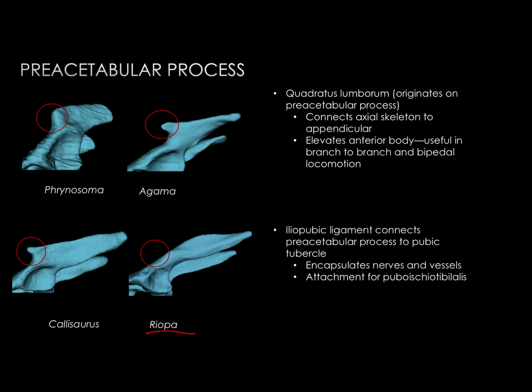Also, the iliopubic ligament attaches to the preacetabular process, and it connects it to the pubic tubercles, which is a structure on the anterior pelvis. It also encapsulates different nerves and vessels, as well as it provides an attachment for the puboischiotibialis.